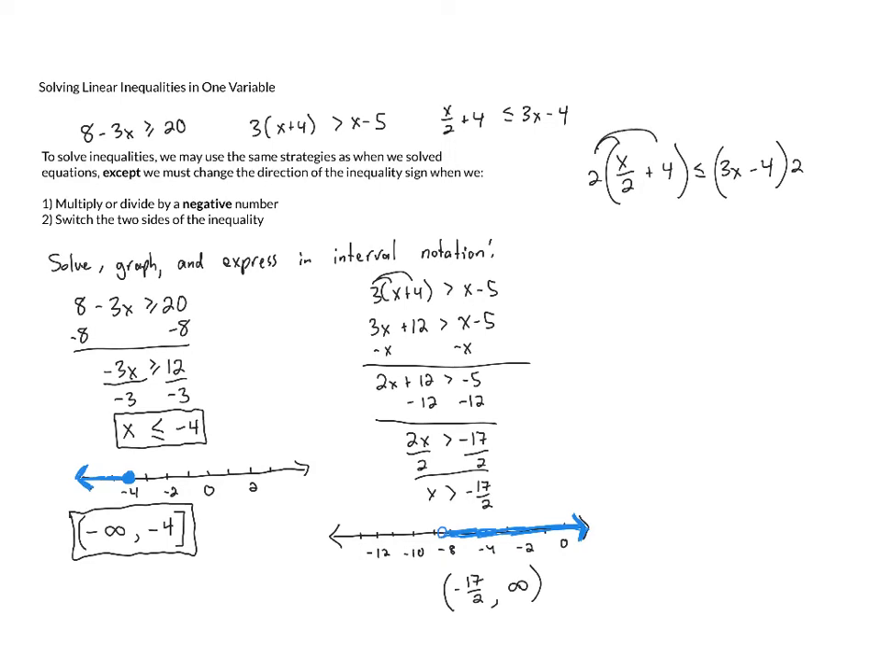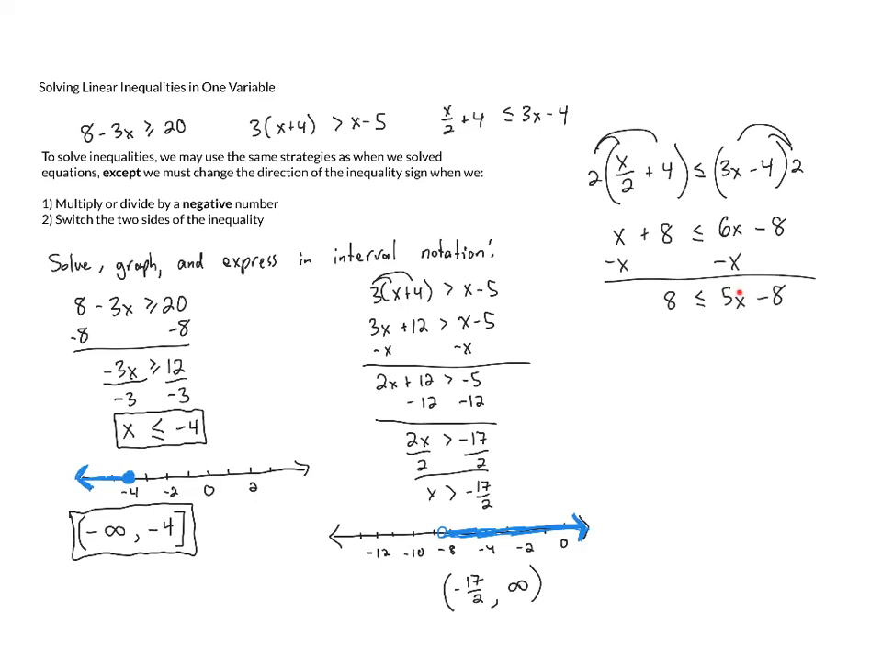Now let's go through and distribute that 2 on both sides. 2 times x over 2 gives us just x. The 2's cancel. Plus 2 times 4 is 8. On the right, 2 times 3x is 6x. And then minus 4 times 2 gives us 8. Now we have variable terms on both sides. We can eliminate the x by subtracting x from both sides. That gives us 8 is less than or equal to 5x minus 8.